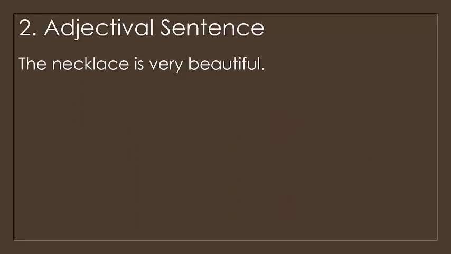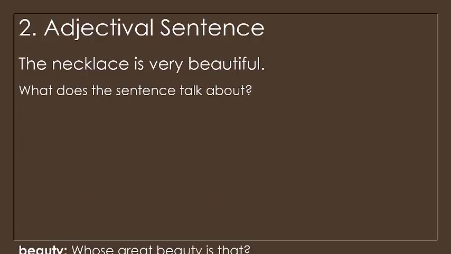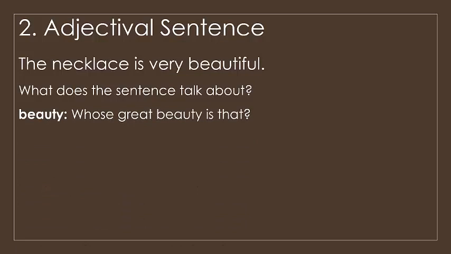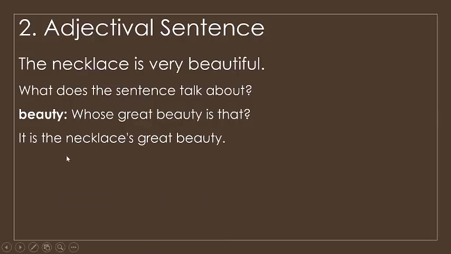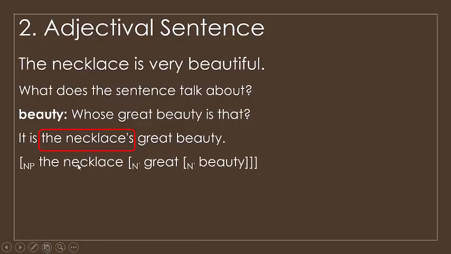Now let's continue with the sentence: the necklace is very beautiful. The question is, what does the sentence talk about? And the answer is, it's about beauty. Whose great beauty is that? And the answer is, it's the necklace's great beauty. So if we look at the phrase great beauty, the necklace here is a specifier of beauty. And we can show in the diagram over here, the necklace is a specifier.